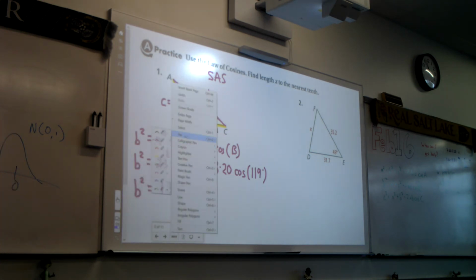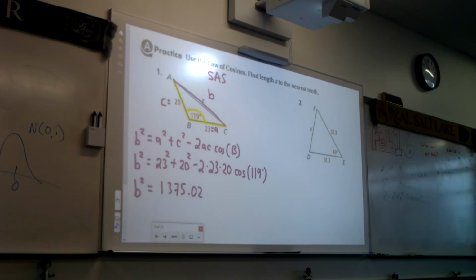So how do you get rid of a squared? All right, so what I want you guys to do is to take the square root of 1375.02.